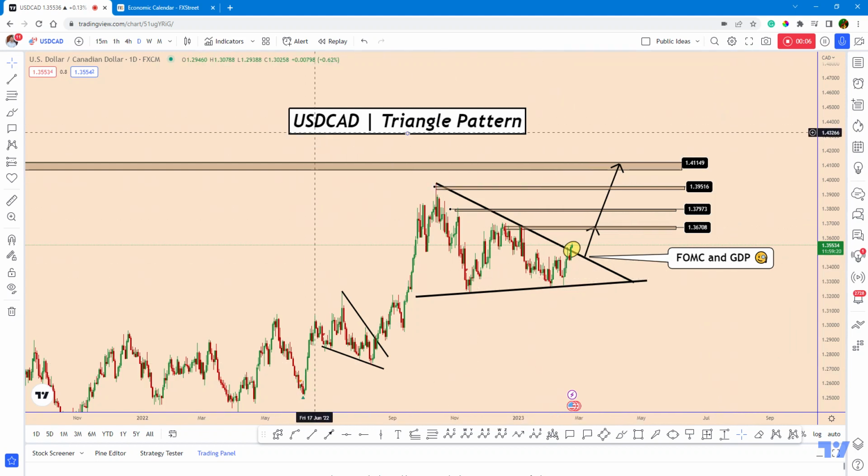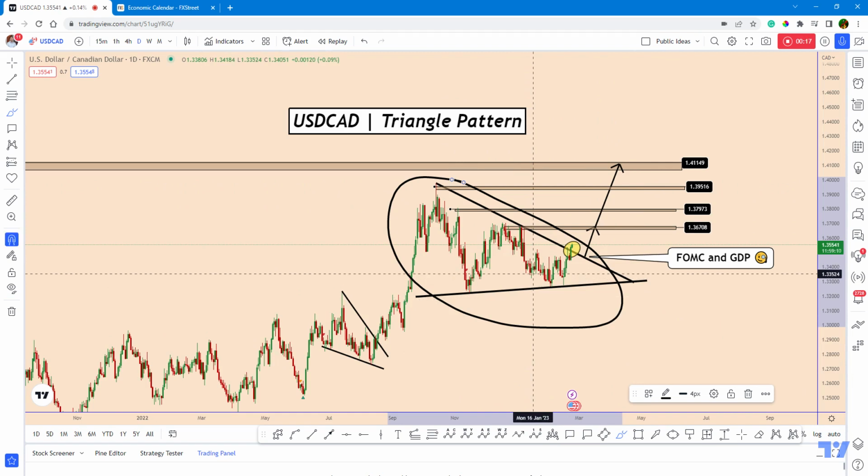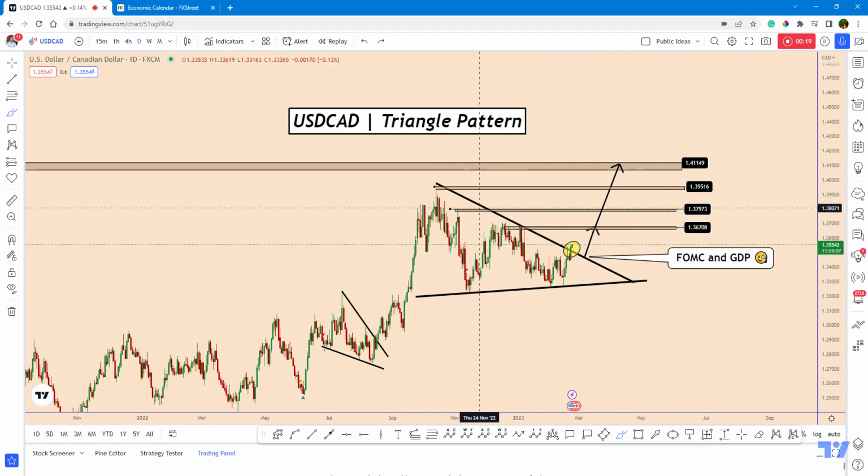We are going to look at US dollar and Canadian dollar this time. The pattern that we are going to look at is a contracting triangle with the current data that we have. And in our position, this is a bullish contracting triangle. I'm going to explain with simple words the current pattern that we have here.